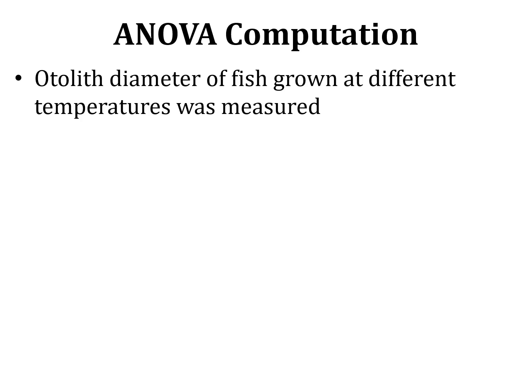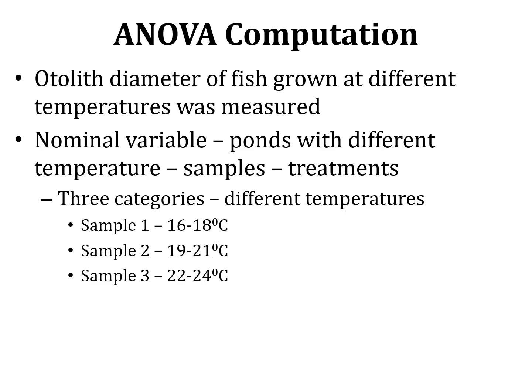In today's lecture, we are going to have another exercise of one-way ANOVA. And in this case, we are taking the example from fish. The otolith diameter of fish grown at different temperatures was measured. The nominal variable in this case are ponds with different temperature values, and these are samples or treatments. And there are three categories of these treatments of different temperatures.